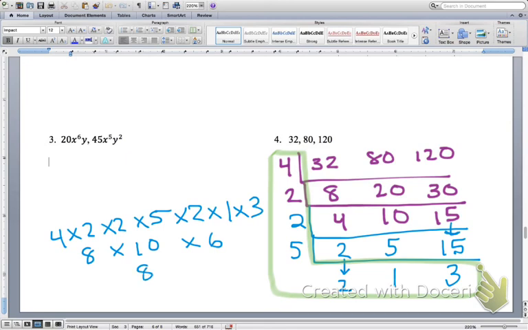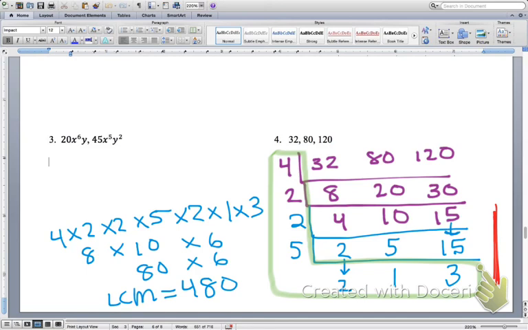8 times 10 is 80. Times 6. 80 times 6, 8 times 6 is 48. So my LCM equals 480. Now again, there's extra pieces here that I did right here at the bottom. One more time, this part right here, when I changed to blue and kept going, you would only do that for the LCM, not the GCF.